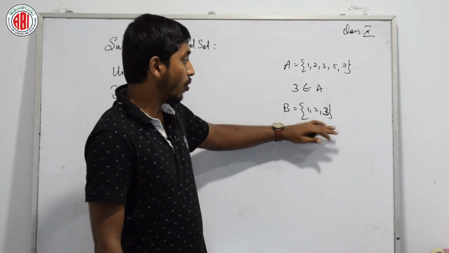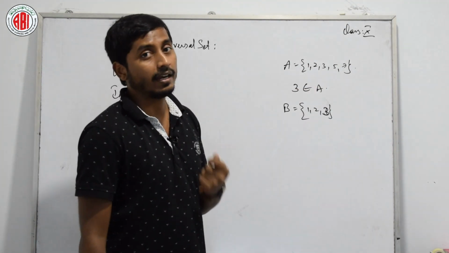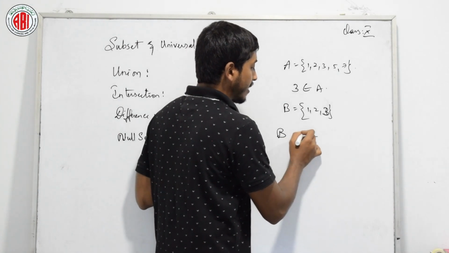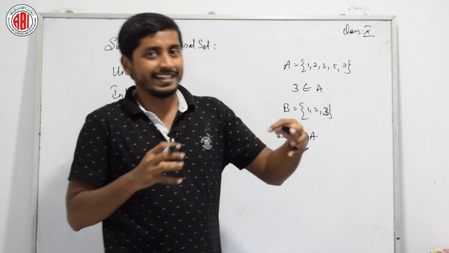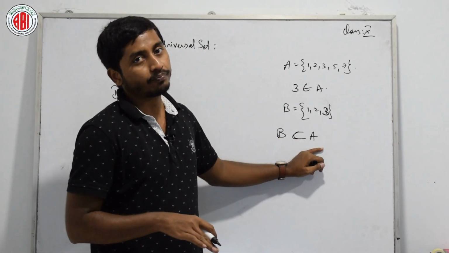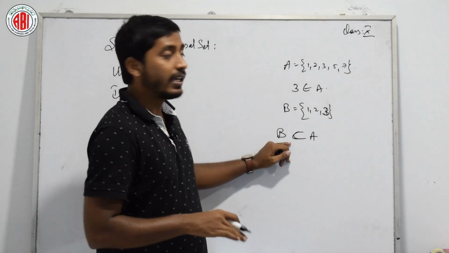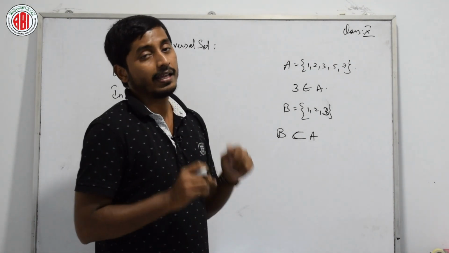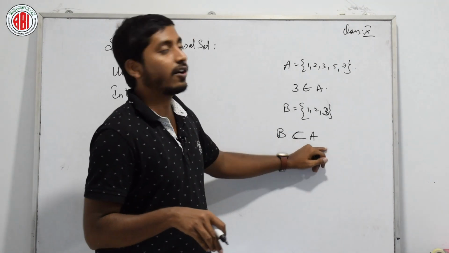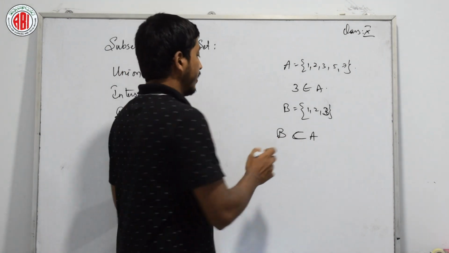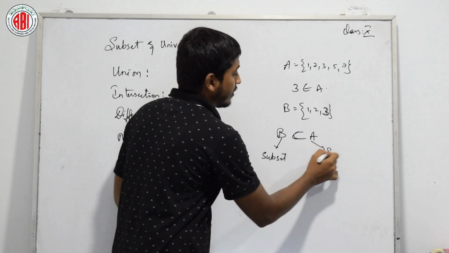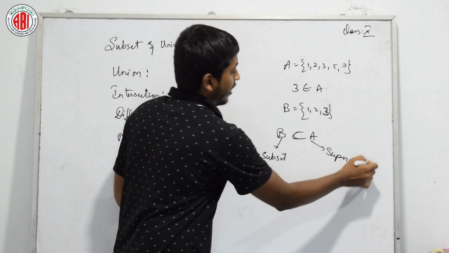If I want to write that this whole set is a part of this set, then I write B is a subset of A. This is the subset symbol. It is nothing but an extended C. You can remember it like that. B is a subset of A, which means B is a part of set A. Where B is the subset and A is the superset. You can remember it like this.